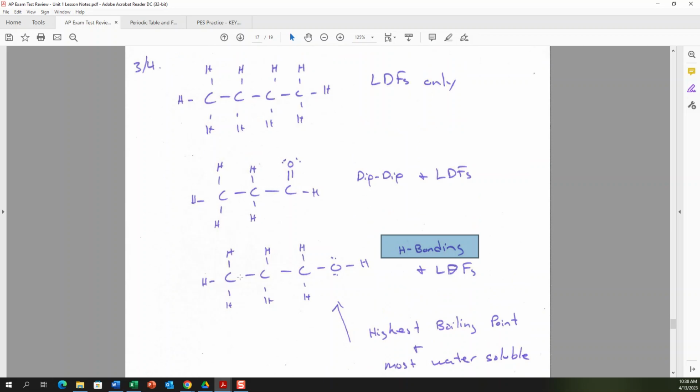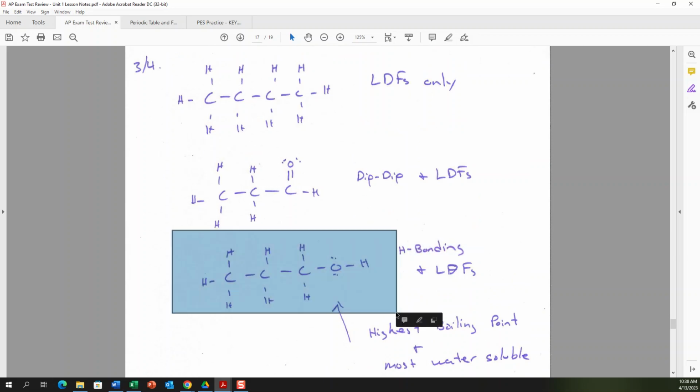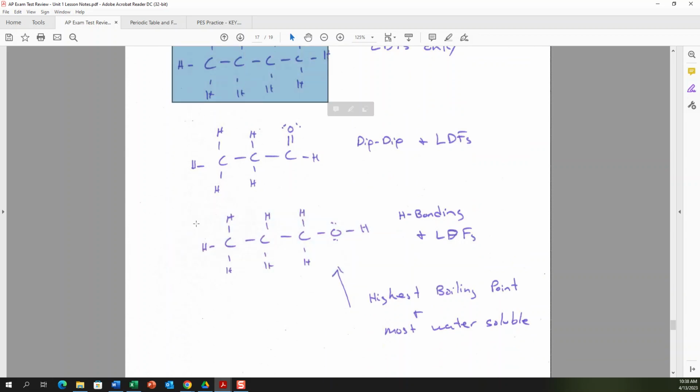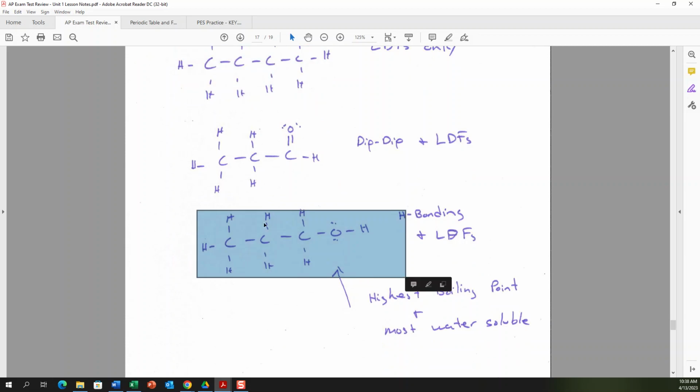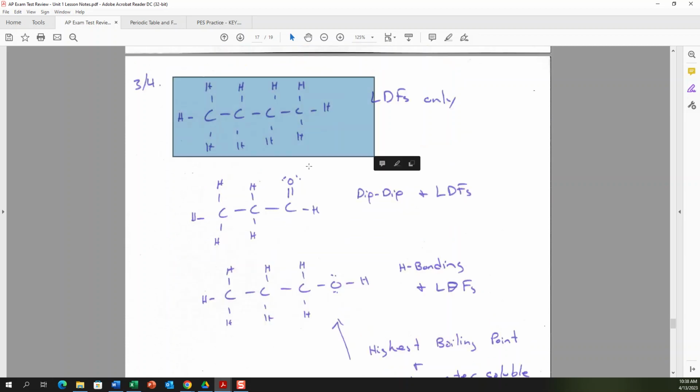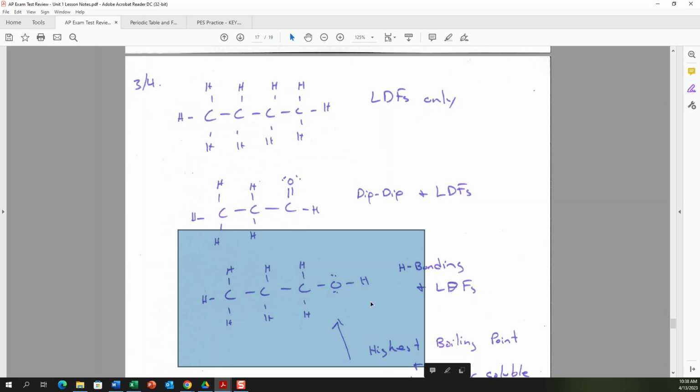So what do we know? Of these three molecules, we would expect this one to have the highest boiling point because it has the strongest IMFs, and this one to have the lowest boiling point. We would also expect this one to be the most water soluble and this one the least, because like dissolves like: intermolecular forces mix with like intermolecular forces. You can't just say like dissolves like if they ask why one is less soluble or more soluble in water. You can say it, but then you have to explain why they're alike.